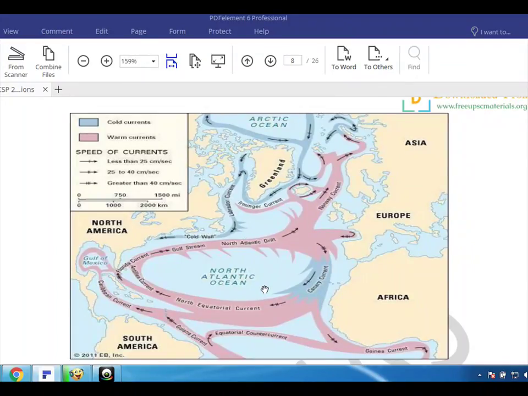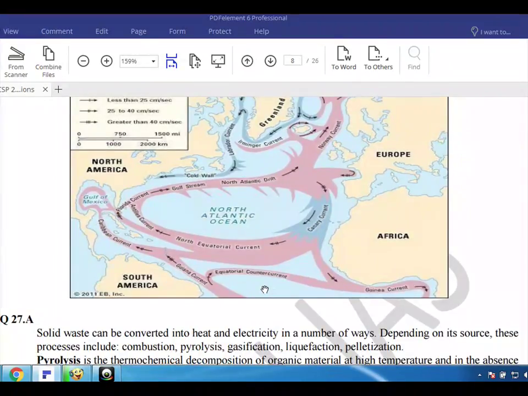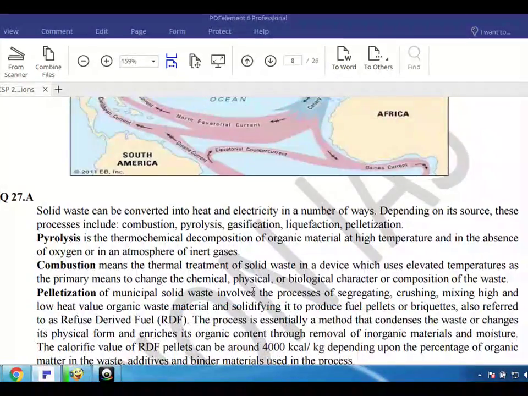Q27.a Solid waste can be converted into heat and electricity in a number of ways. Depending on its source, these processes include combustion, pyrolysis, gasification, liquefaction, and pelletization.